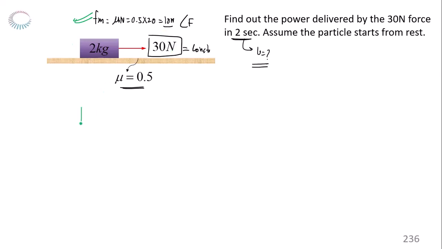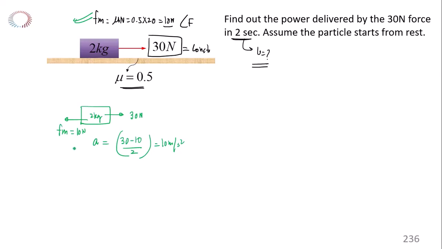Once the body is moving, in this direction you are applying a force of 30 Newton and there is a friction force acting opposite, 10 Newton. So for this 2 kg mass, the net force is 20 Newton. So the acceleration of the 2 kg will be (30 minus 10) by 2, that means 20 by 2, which is 10 meter per second square.